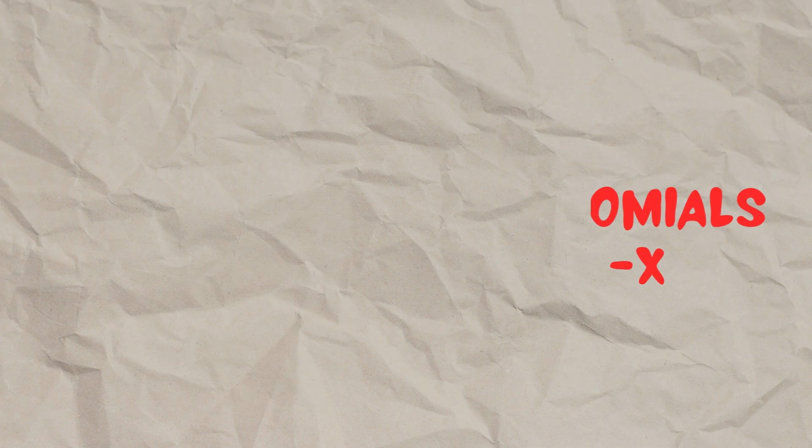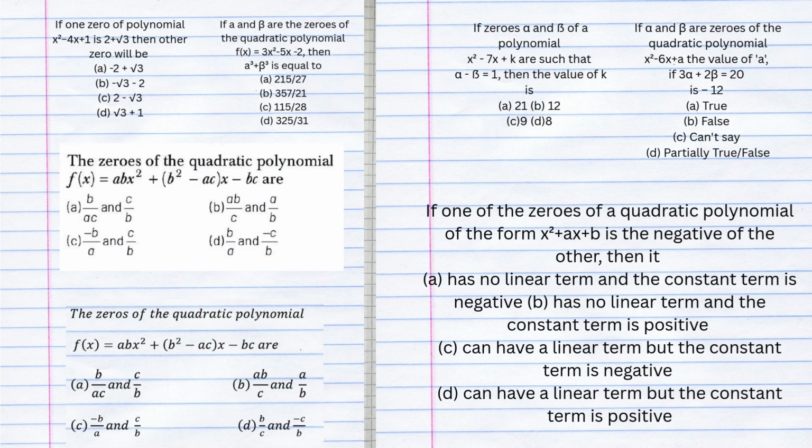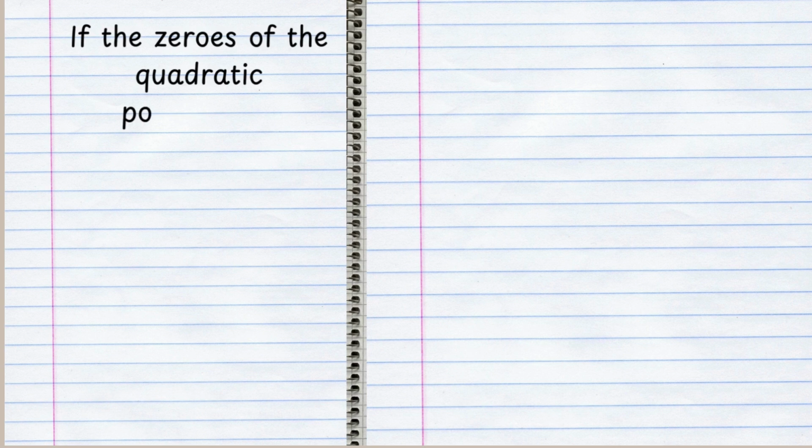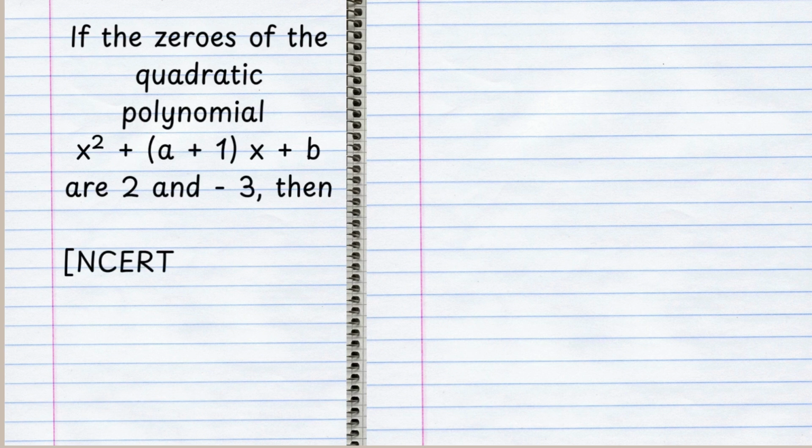In this lesson, we are going to do these questions from the chapter Polynomials, class 10th. If the zeros of the quadratic polynomial x² + (a+1)x + b are 2 and minus 3, then the values of a and b are.